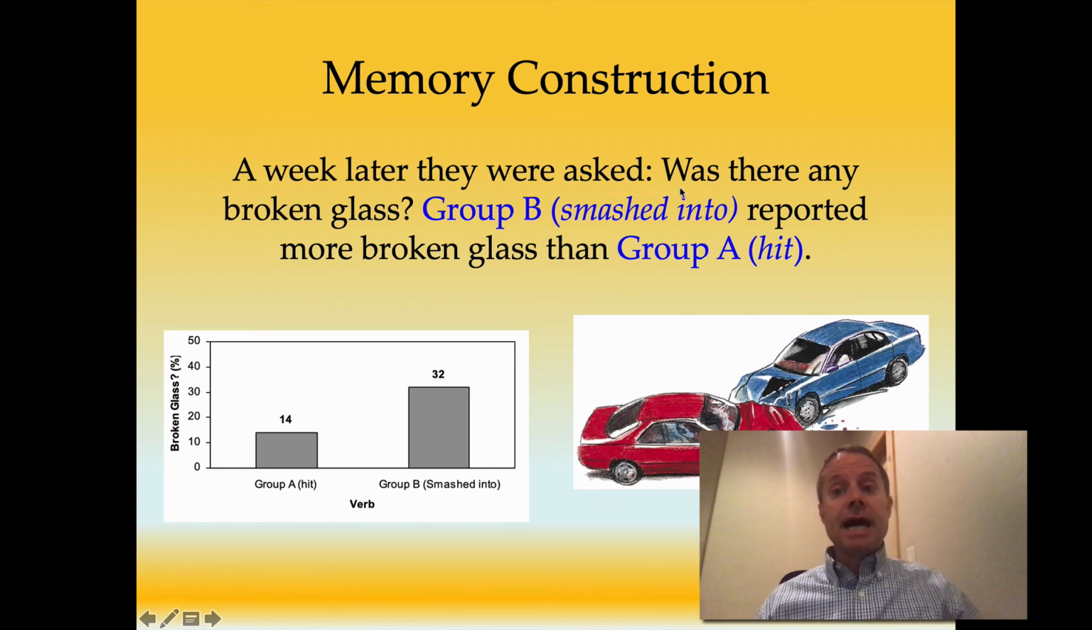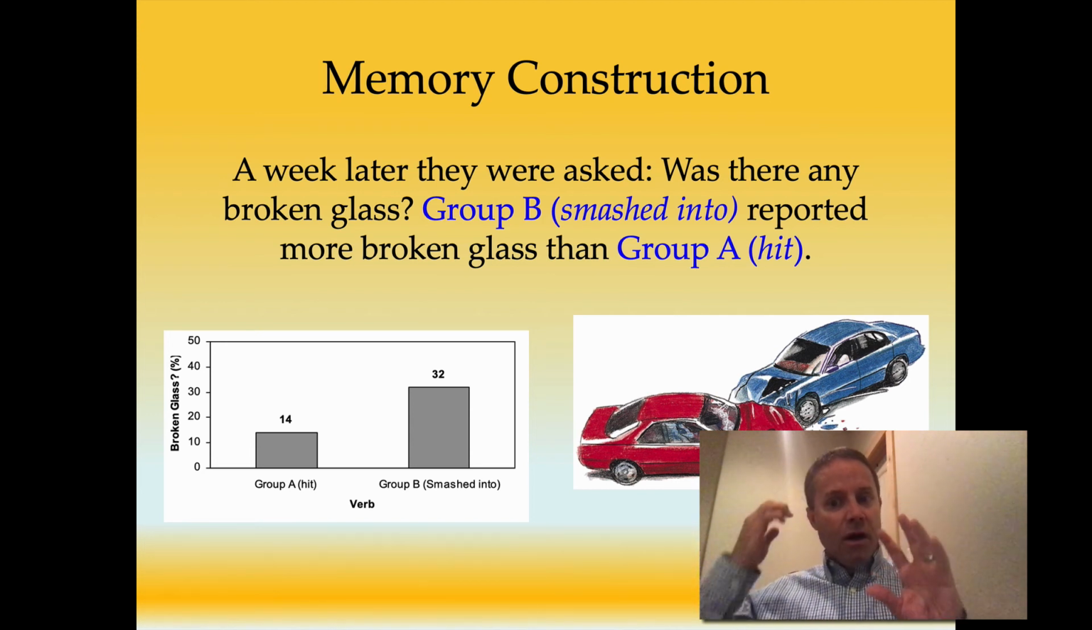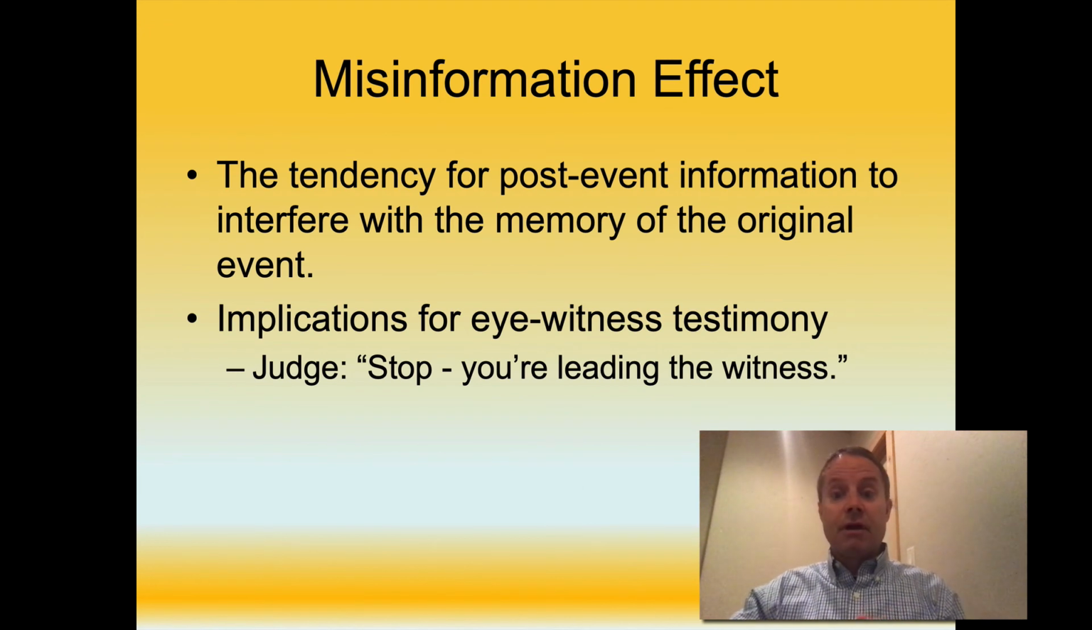A week later, she asked, was there any broken glass? And the Group B respondents said yes, twice as much. So just by changing the one phrase, she altered their memory. And this has had huge implications for eyewitness testimony, because if post-event information can interfere with your memory of the original event, then that means eyewitness testimony maybe isn't as reliable as we thought it was.